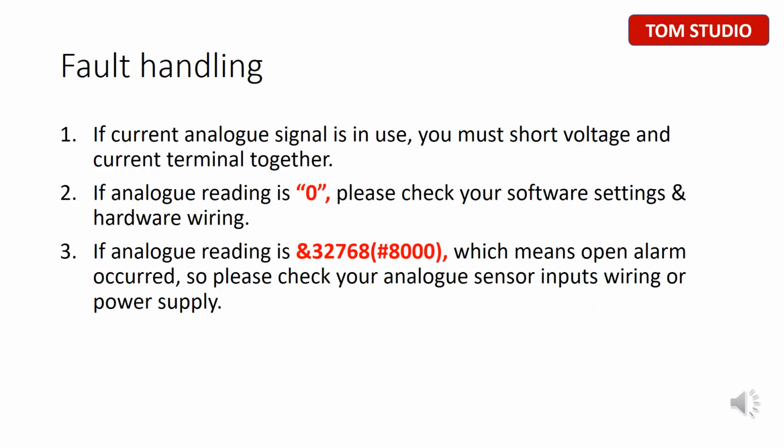Fault finding. If current analog signal is in use, you must short voltage and current terminals together. If analog reading is 0, please check your software settings and hardware wiring. If analog reading is N32768, number 8000, which means an open alarm occurred, so please check your analog sensor input wiring or power supply.